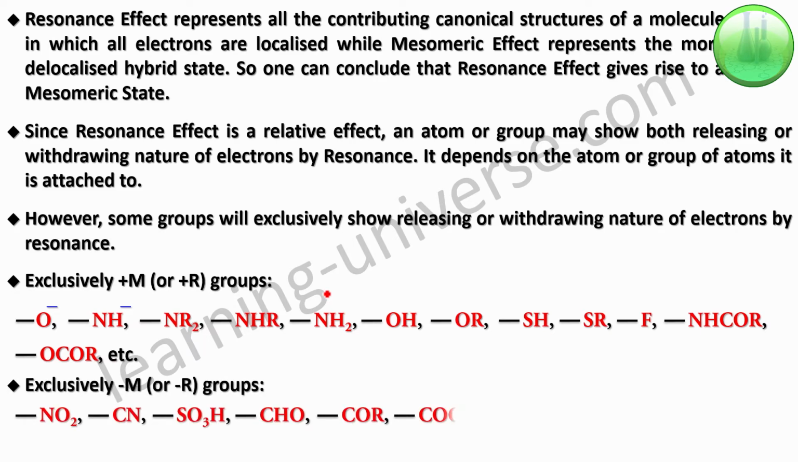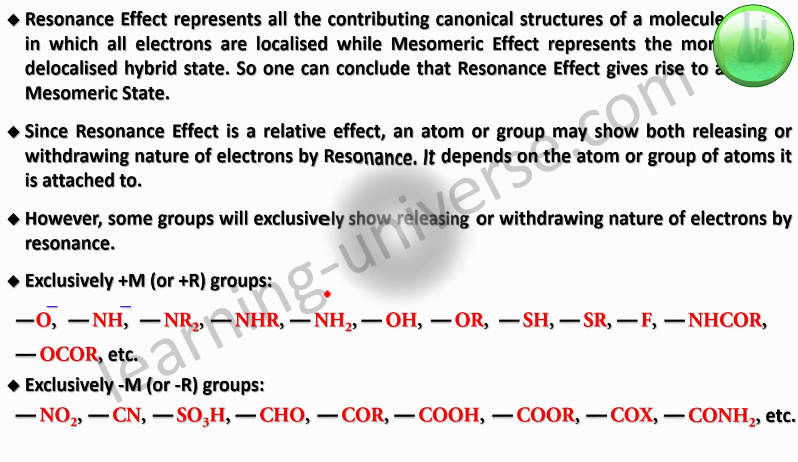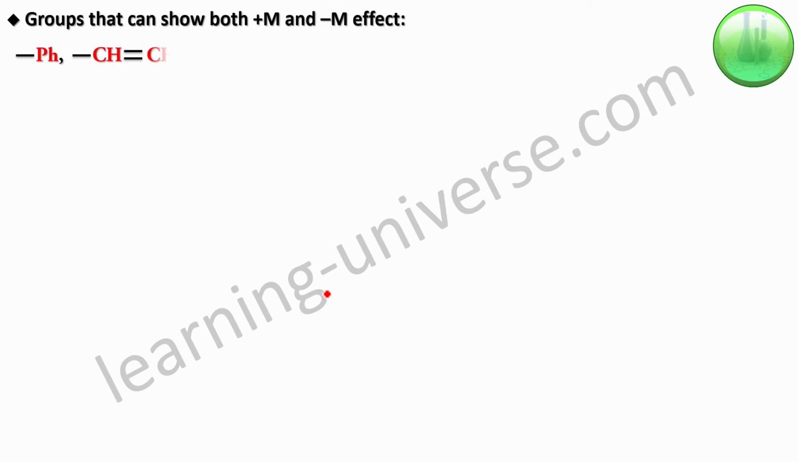They always withdraw. They cannot release because they don't have a lone pair. So they don't have any lone pair to give. And groups that can show both plus M and minus M, depending on the groups attached to, are the phenyl group, the vinyl group, and the chlorine atom.